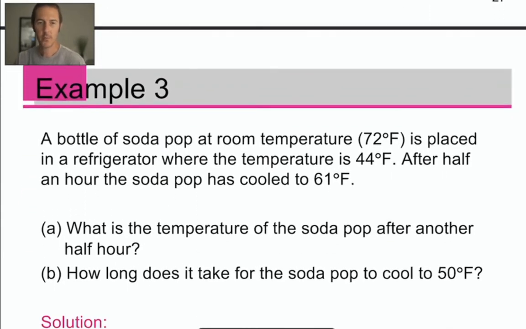So let's look at it with some real numbers. We know that we prefer these conversations using real numbers. A bottle of soda pop, which is how people refer to soda in the Midwest, and as I understand it, the Pacific Northwest, probably other places. But a bottle of soda pop at room temperature, which is 72 degrees Fahrenheit. So you're starting with a bottle of soda at 72 degrees Fahrenheit, and you're sticking it into a refrigerator where the temperature is 44 degrees Fahrenheit, which I think is a little warm for a refrigerator.